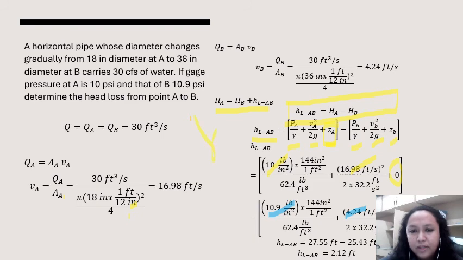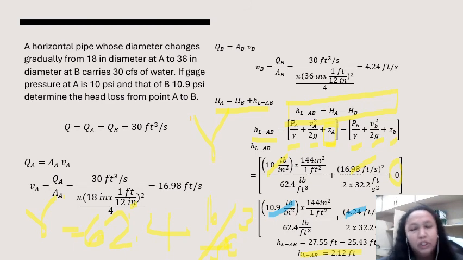O, yung specific weight class hindi given sa problem, but take note, when it comes to specific weight of a fluid, which is water, pag hindi given sa problem, that is 62.4 pound force per cubic feet. Okay? So, the head loss now is 2.12 feet. Okay? Yan, class. So, that is the head loss from point A to point B.